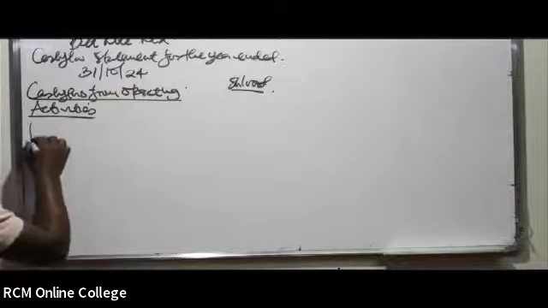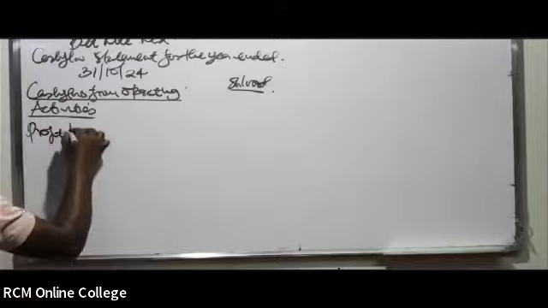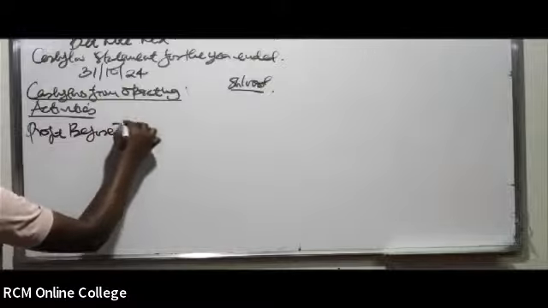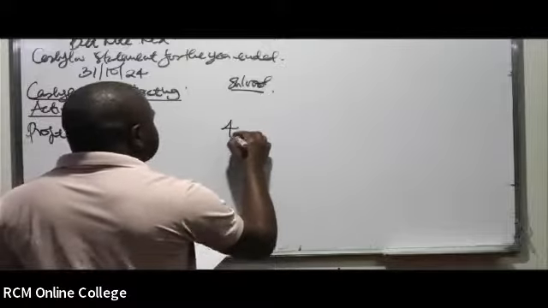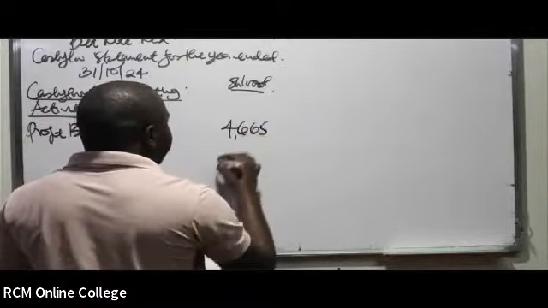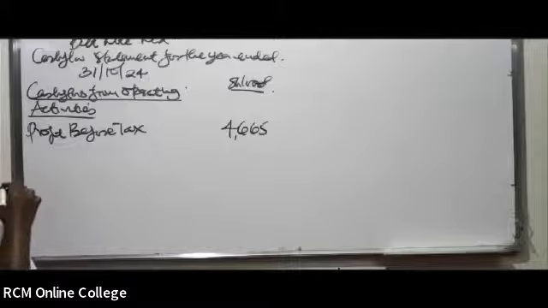So, profit before tax. You can see the figure you've been given in the income statement extract. The profit before tax is 4665. Then with this one, you adjust for the non-cash items.